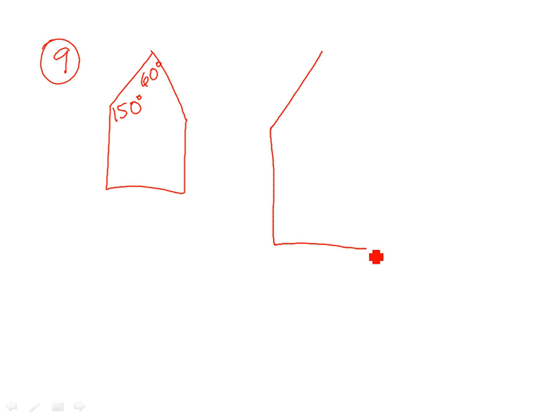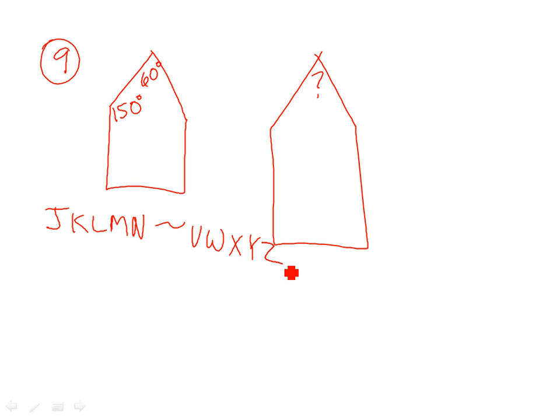Problem number 9, if Pentagon JKLMN is similar to the other pentagon, what is the measure of angle X? So they give us this pentagon. This is 60 degrees. That's 150 degrees. They give you this one. My pictures don't look so good, but we want to find that angle right there. They tell us JKLMN is similar to VWXYZ.